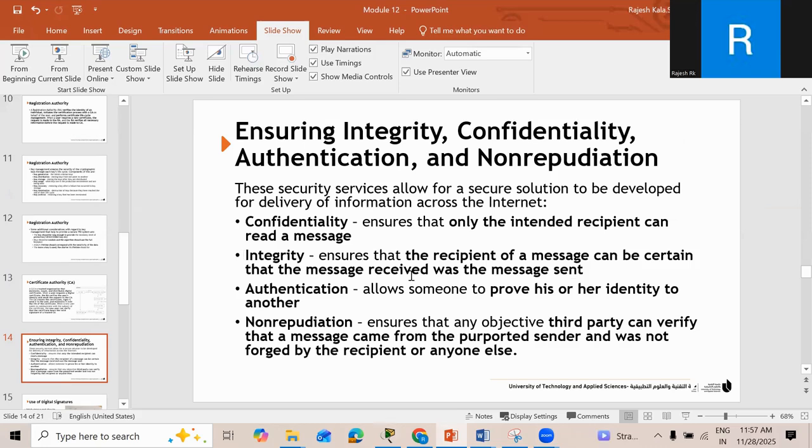Authentication. How do we authenticate? How do we verify that this is the identity of the particular person? That is also called authentication. It's also part of your PKI.